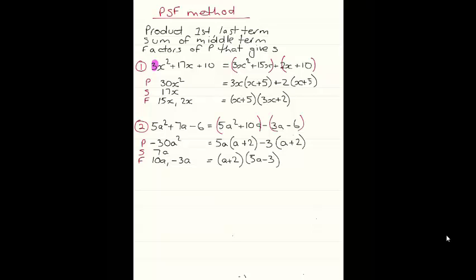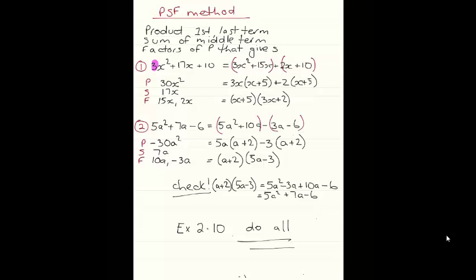So let's remember to check. So when I expand those brackets and then simplify, I get back to 5a squared plus 7a minus 6. So that's what you need to be able to attempt exercise 210. Now in this one, I want you to do all of the questions. Cannot emphasize enough how important being able to factorize is in this course. Good luck, and I'll see you in class.